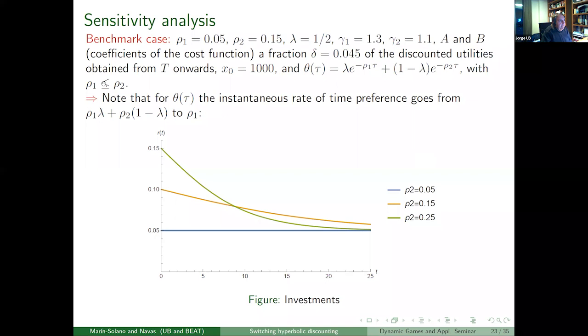Then, these are the particular values that we put for the parameters of the model. And for the discount function, we take a linear combination of exponentials. Here is a representation of the instantaneous rate of time preference. In the case of standard discounting, the instantaneous rate is constant, so this is the blue line. But in the case of non-constant discounting, we can have these two situations. The larger the initial instantaneous rate, the more biased toward the present is this agent.